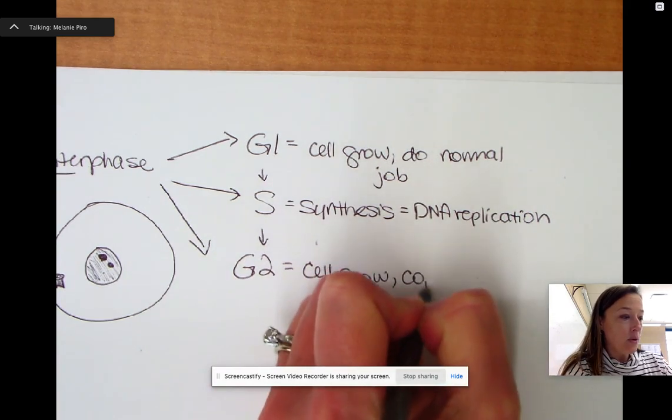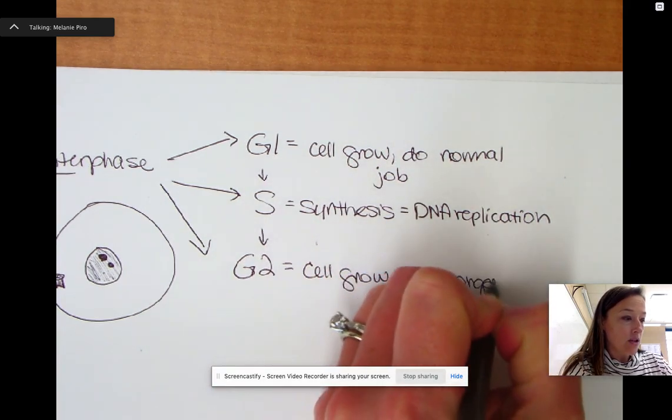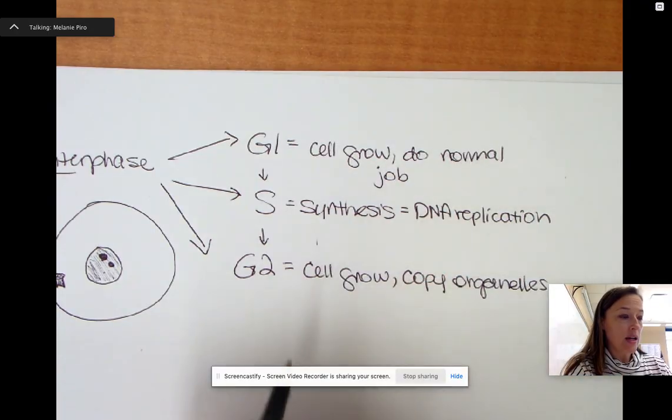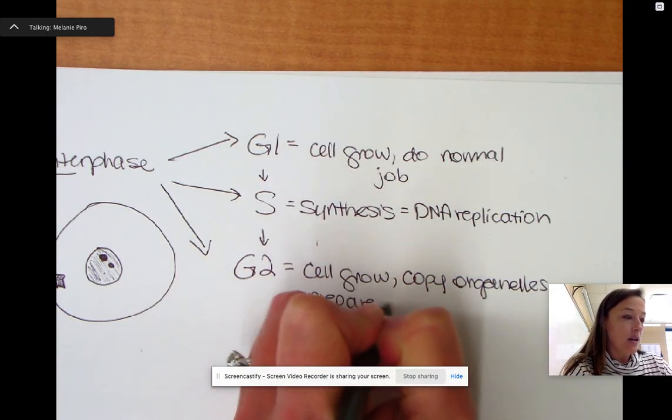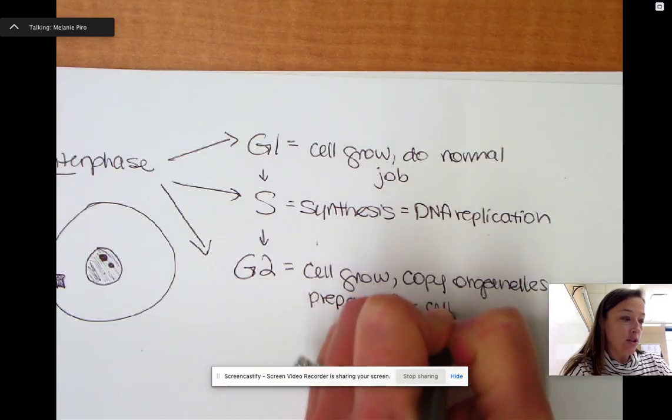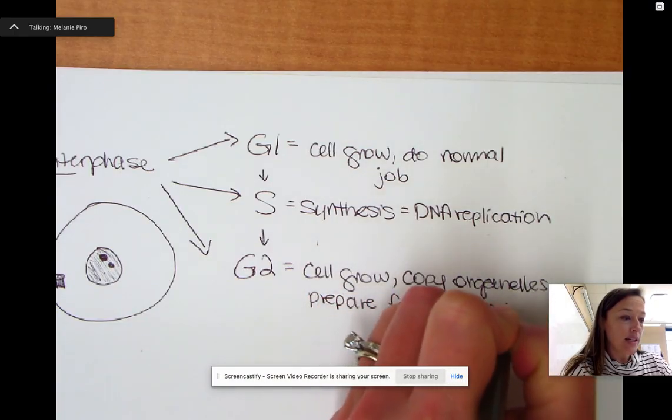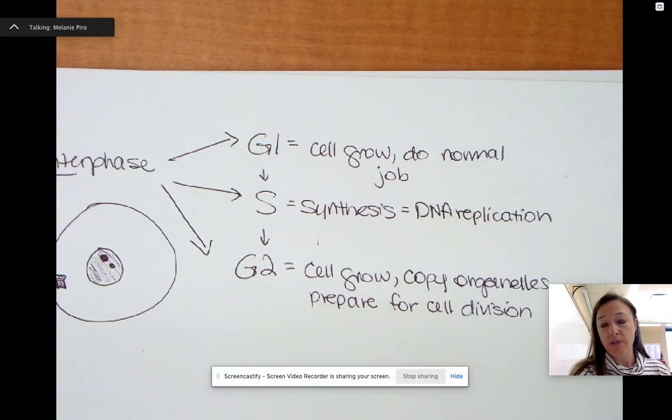It's also going to copy organelles. You've got to have a copy for both daughter cells. And it's going to prepare or make any enzymes that are needed to start cell division. If there are any enzymes needed to push that cell into prophase, to make the nucleus start dissolving and make the centrioles start to move and those kinds of things, those are going to be produced during G2. So it's just getting ready and preparing for cell division. And so that is interphase in a nutshell.